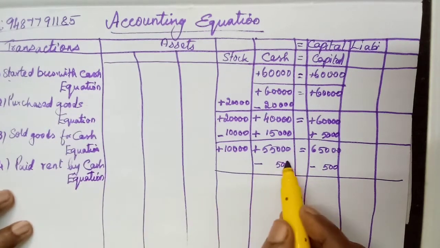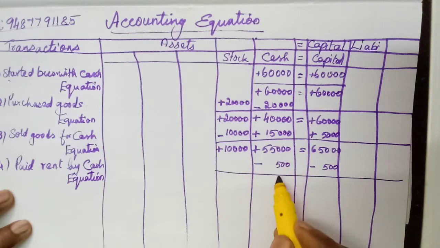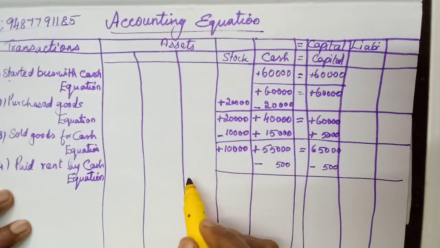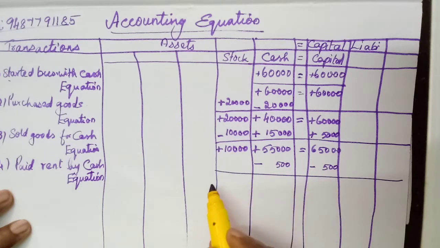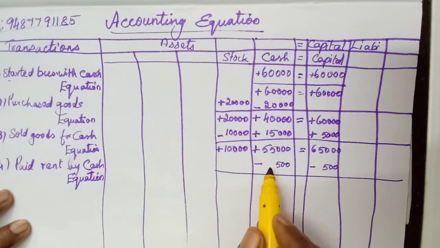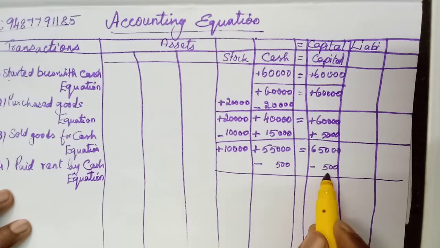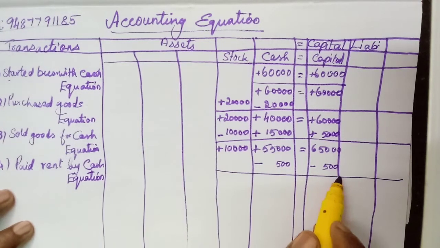Any expenses that we pay by cash will reduce the cash. If we pay by bank, it will reduce the bank, but it will also reduce the capital. If we receive any income, it will increase the cash or bank and it will increase the capital. That you should keep in mind.